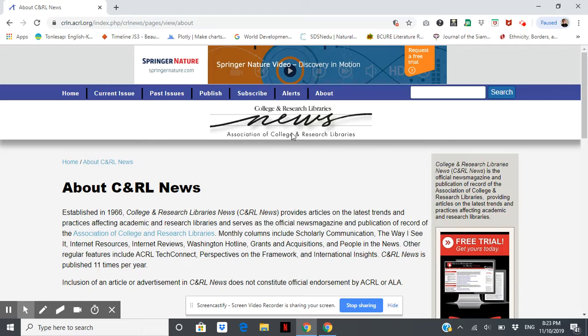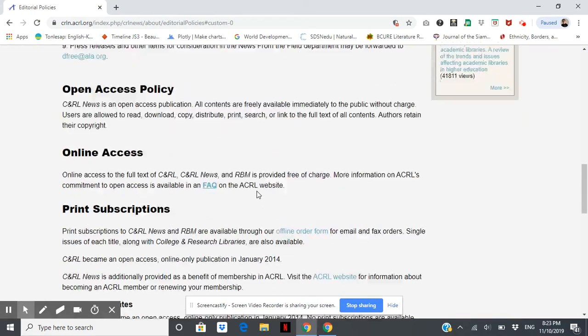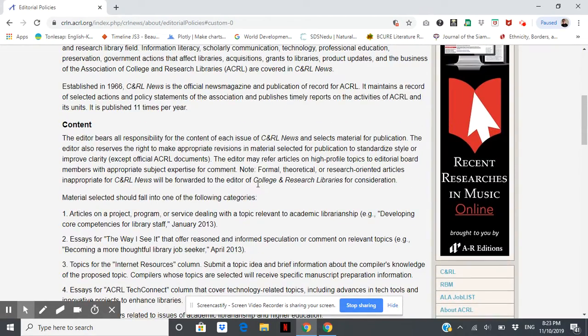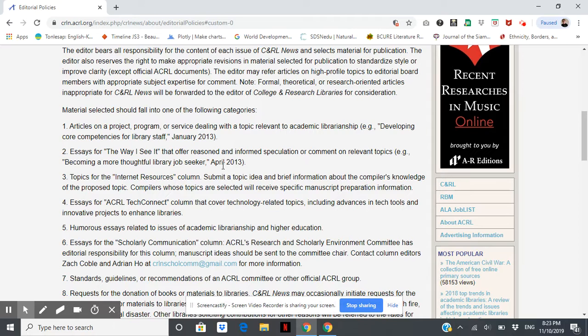If you go to the subscribe page, it will bring you to the different types of content. You can find it on this website. There are mainly five content categories. The first one focuses on projects, programs, and services dealing with topics relevant to academic librarianship. Second, the essay titled "The Way I See It" is an opinion essay written by librarians or library supporting staff, just to offer reasoned and informed speculation or comments on relevant topics.